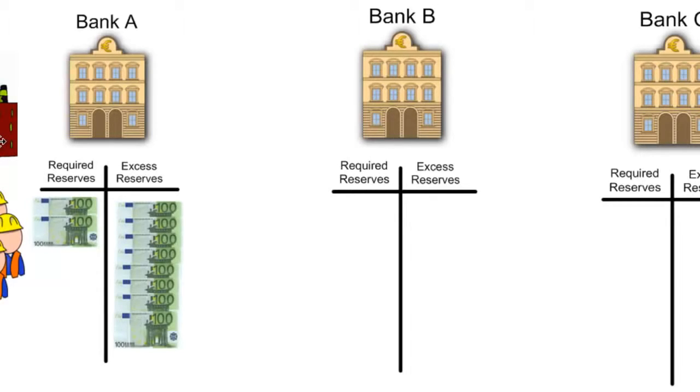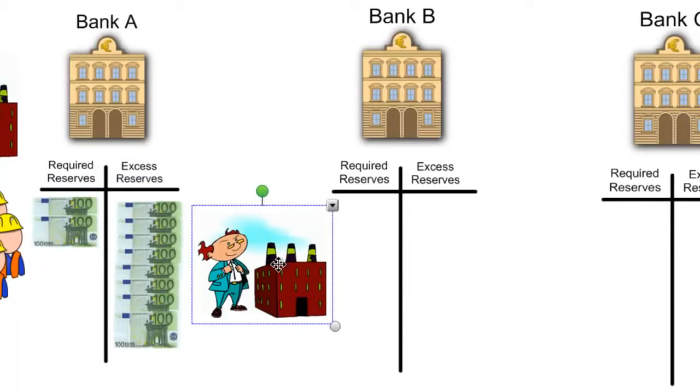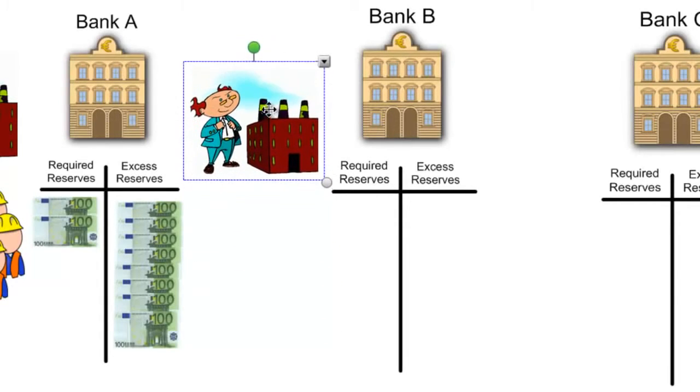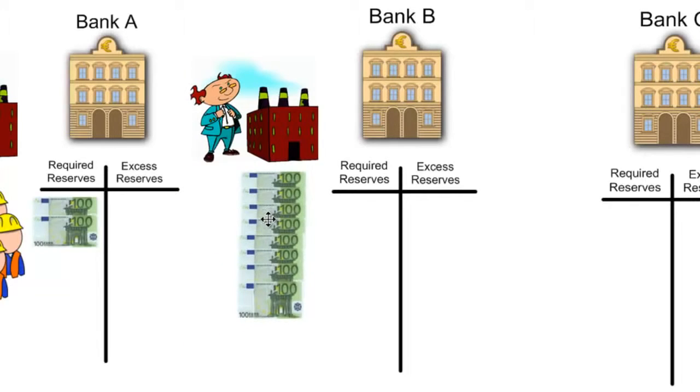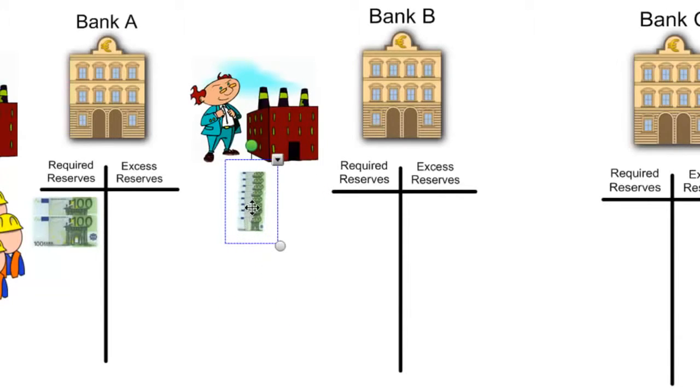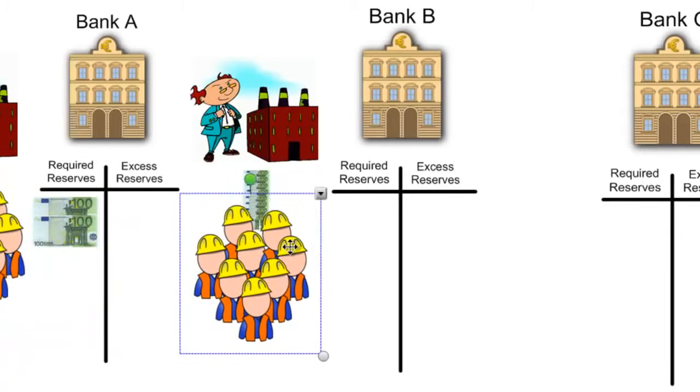Now the availability of this financial capital will, not surprisingly, attract new capitalists. So let's assume that another entrepreneur comes and borrows 800 euros from Bank A's excess reserves in order to pay for the production of goods in his own factory. So this 800 euros will go towards the production of goods and, of course, the employment of more workers.